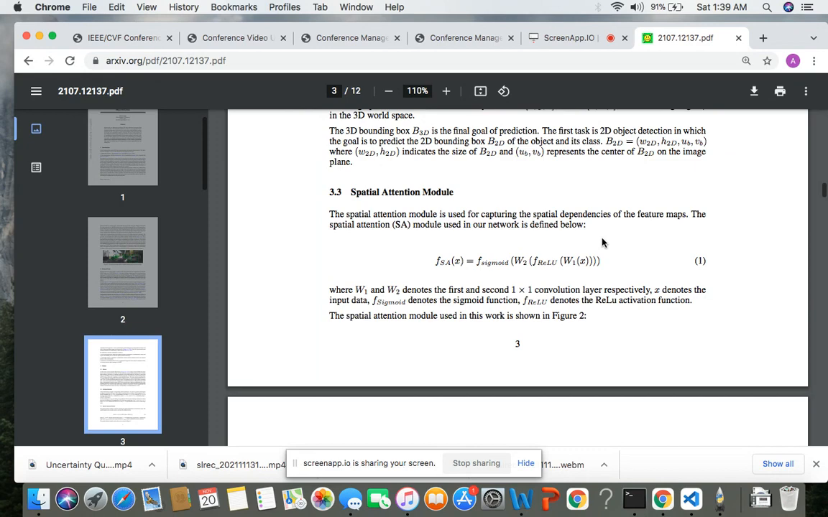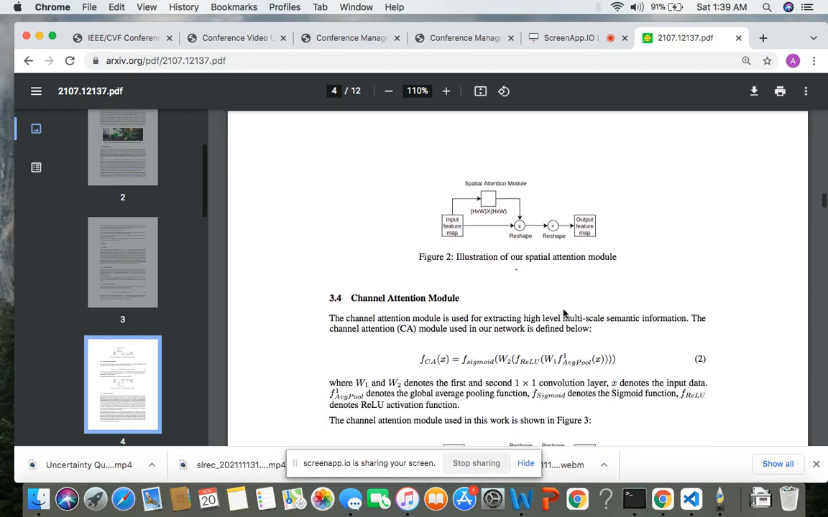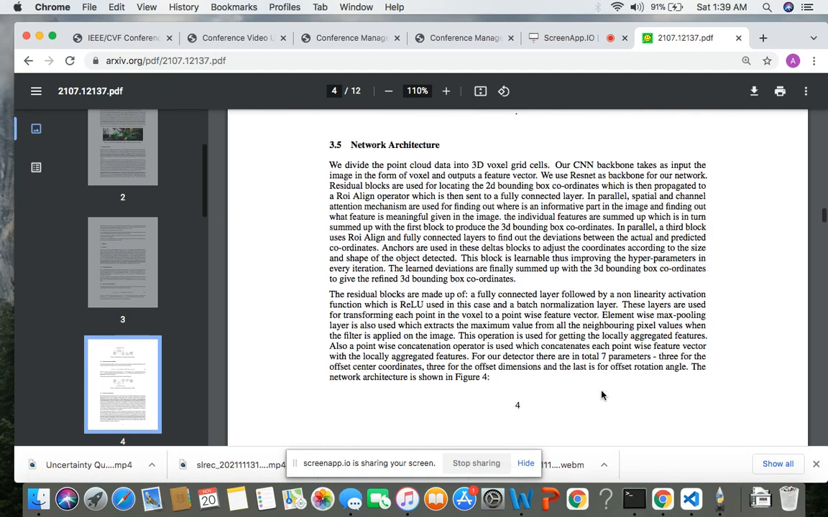Going over the network details, we have a spatial attention module. Here is an input feature map, here is an output feature map. Here H and W denote the height and the width of the features, and cross and plus denote the two reshape operators. Similarly, we have a channel attention module. There is an input feature map, there is an output feature map, and in between, a block C denotes the dimension along the channel axis, and the cross and plus symbols denote two kinds of reshape operators.